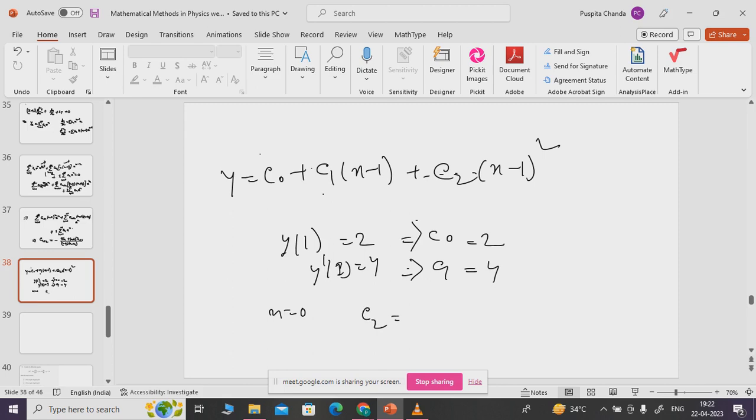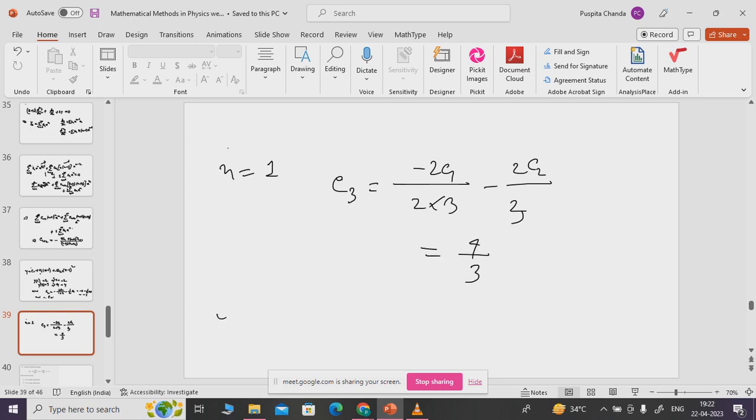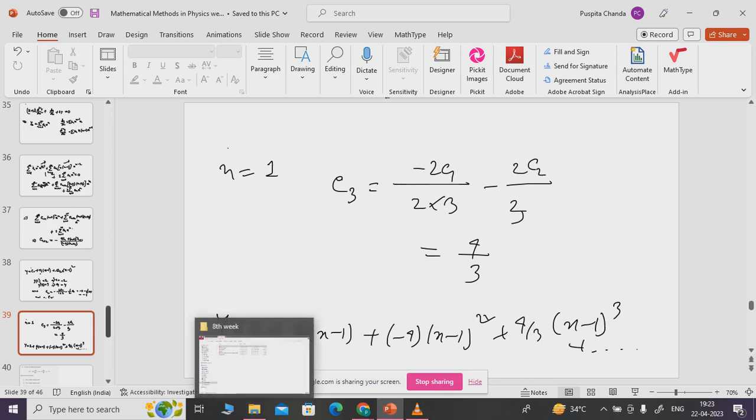Now when we put n is equal to 0 in the recurrence relation, we get C2 is equal to minus 2 C0 minus half of C1, which is minus 2 minus half into 4, which is minus 4. When we put n is equal to 1, we get C3 is equal to minus 2 C1 over 2 into 3 minus 2 C2 over 3, so it will be 4 by 3. So y is equal to 2 plus 4(x minus 1) minus 4(x minus 1) whole square plus 4 by 3 (x minus 1) whole cube, and so on.